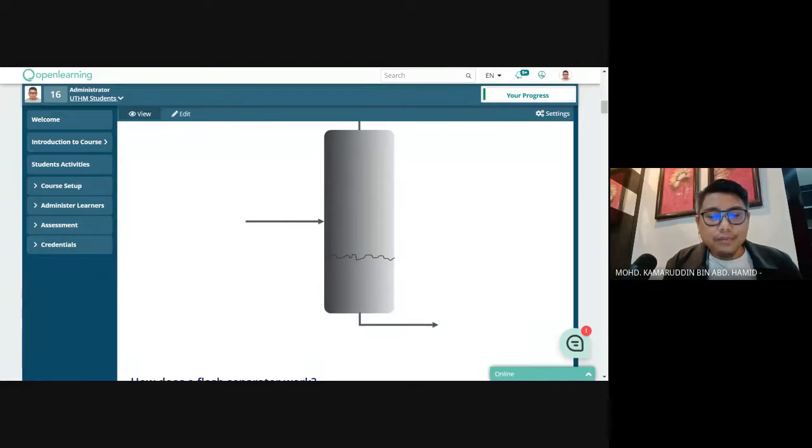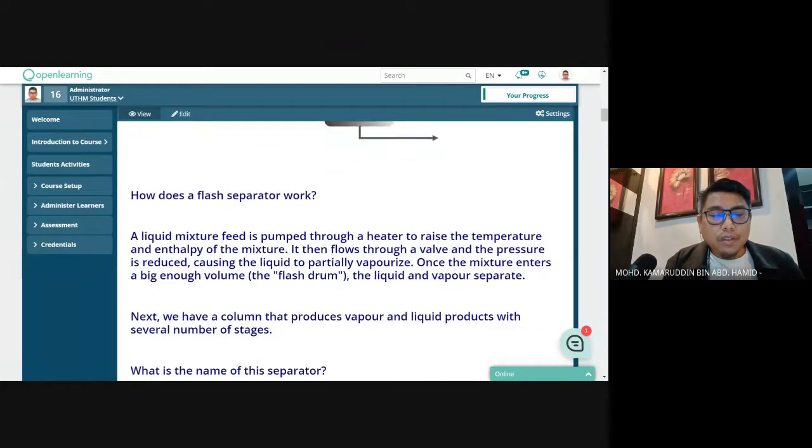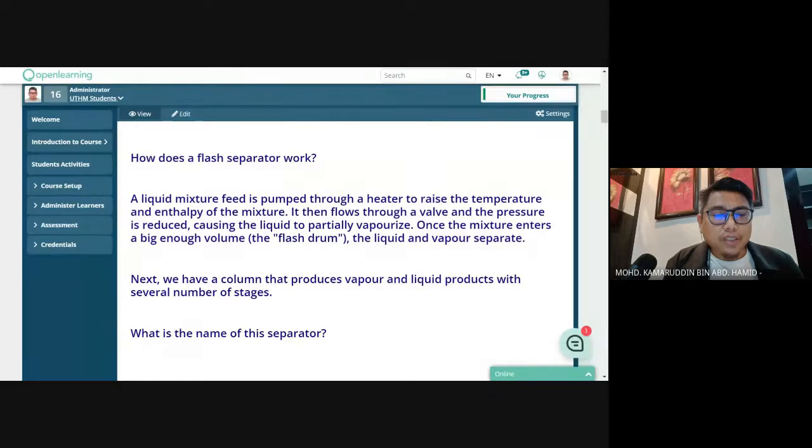Next. Okay, yang ini you boleh baca. How does a flash separator work?